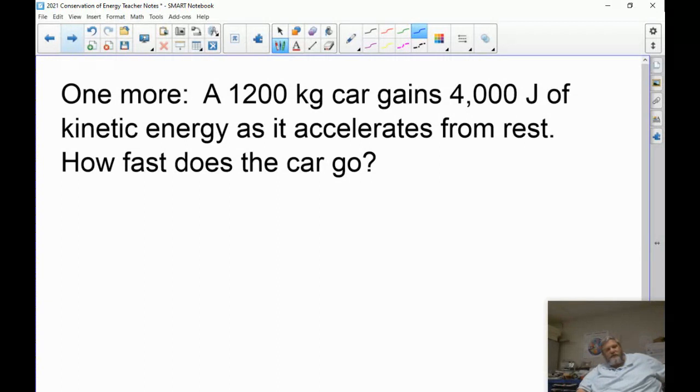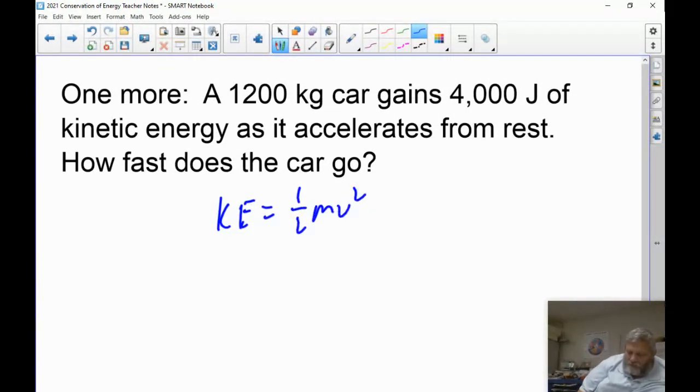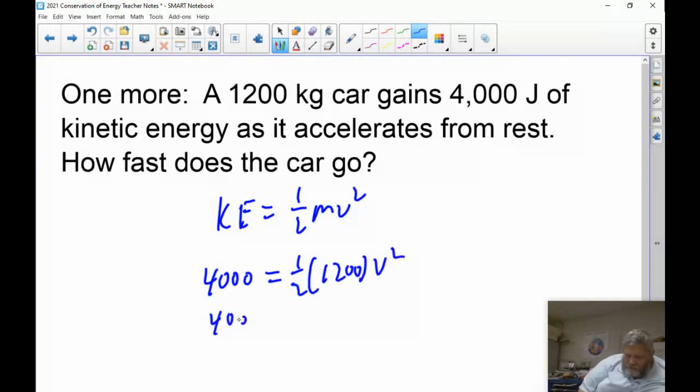All right, let's do one more at the bottom of your page. I know this one isn't on your sheet, but you can still do it. A 1,200 kilogram car gains 4,000 joules of kinetic energy as it accelerates from rest. How fast does the car go? So again, kinetic energy is 1/2 mv squared. So kinetic energy is 4,000, equals 1/2 times 1,200 times v squared. That gives me 4,000 is equal to 600 times v squared.